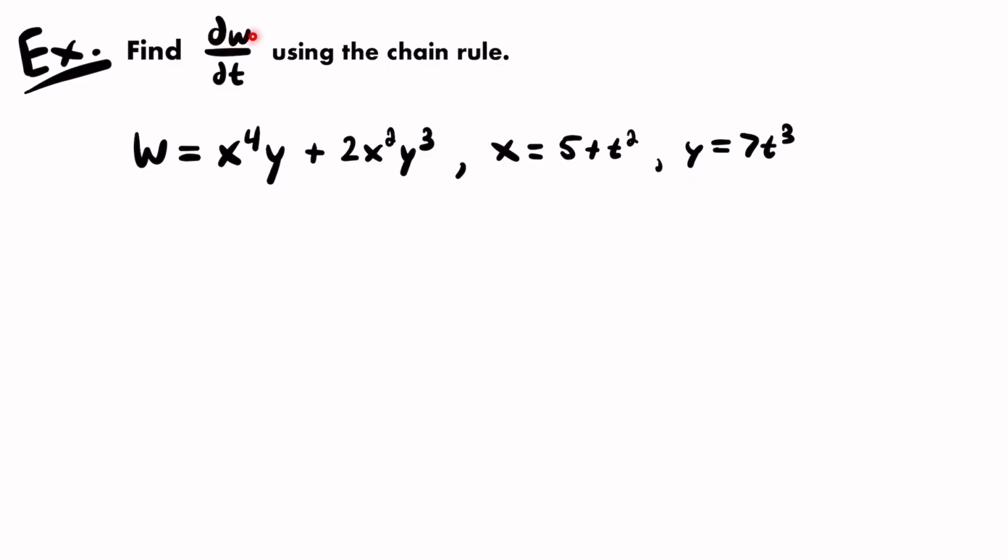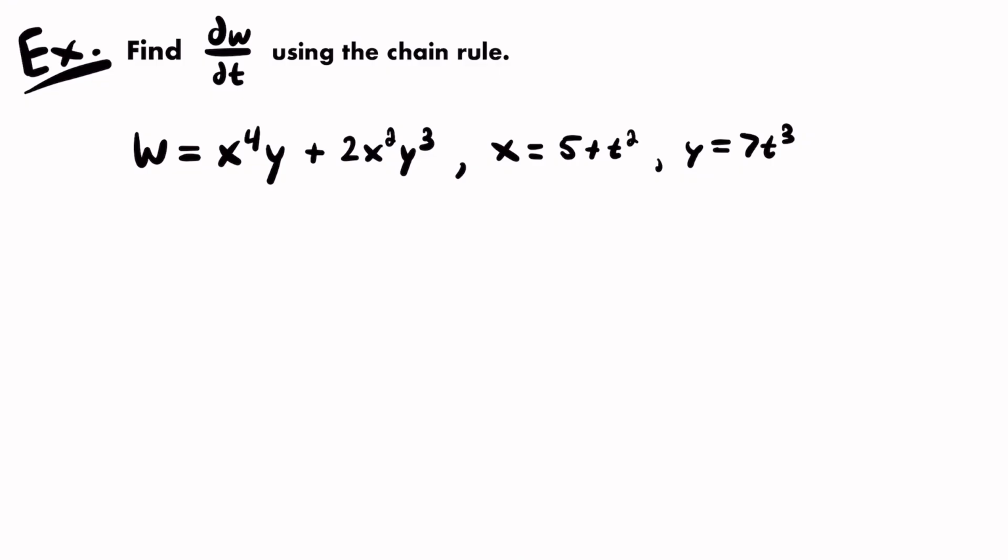Next up, we want to find dw dt using the chain rule, and we are given w is equal to x to the power 4 times y plus 2x squared times y cubed, where x equals 5 plus t squared and y equals 7t cubed. Okay, so once again, the first thing you want to do here is determine what your chain rule formula will look like for your given function.